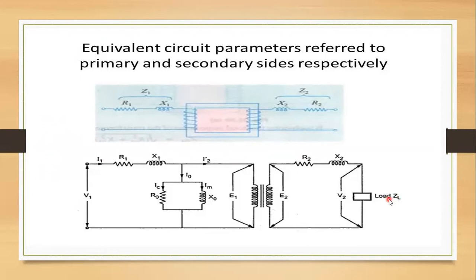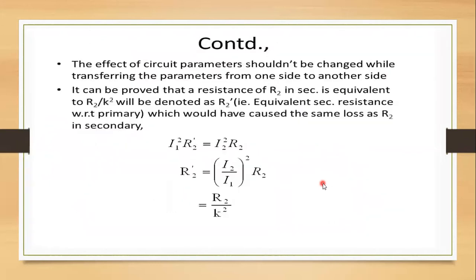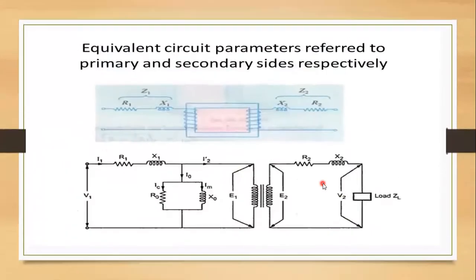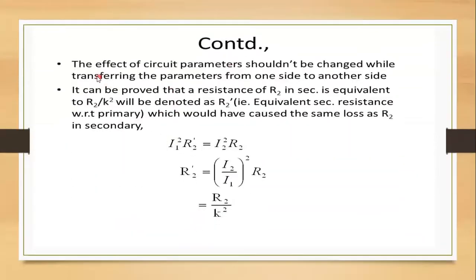Okay, so this is the exact equivalent circuit, and then we can convert secondary side parameters into the primary side, and primary side to the secondary side. Understood? All these parameters can be converted into the primary side, and the primary side parameters can also be converted into the secondary side. So try to concentrate here, try to focus here.